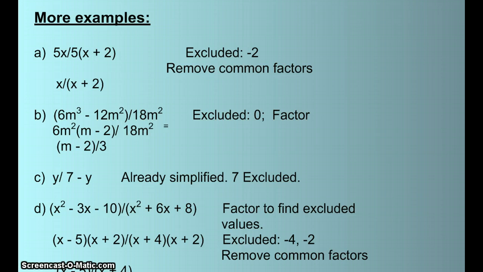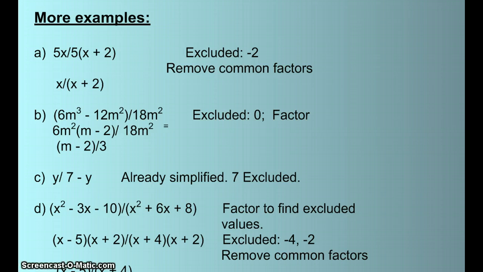In B, you have 6m cubed minus 12m squared divided by 18m squared. Here we already have the denominator simplified, so that it's 18m squared. For what value of m is this undefined? It would be 0. So 0 is the excluded value. You want to go ahead and factor it then. In the numerator, you can remove a 6m squared from both terms. So do that, and you get 6m squared times the quantity m minus 2. Divide the whole thing by 18m squared.